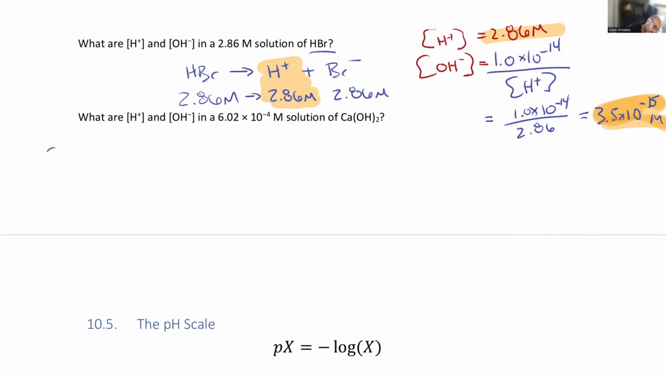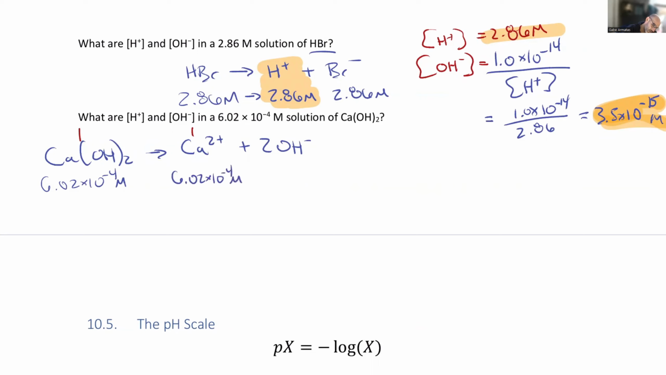Calcium hydroxide. I've got calcium hydroxide with a concentration of 6.02 times 10 to the negative 4 molar. When I put this in solution, I end up with 1 calcium and I end up with 2 hydroxides. So that means for every one of these, I end up with one of these. So the concentration of calcium is 6.02 times 10 to the negative 4 molar. But for every 1 calcium hydroxide, I get 2 hydroxides, which means my concentration is 2 times whatever calcium hydroxide I have. So 6.02 times 10 to the negative 4 molar.